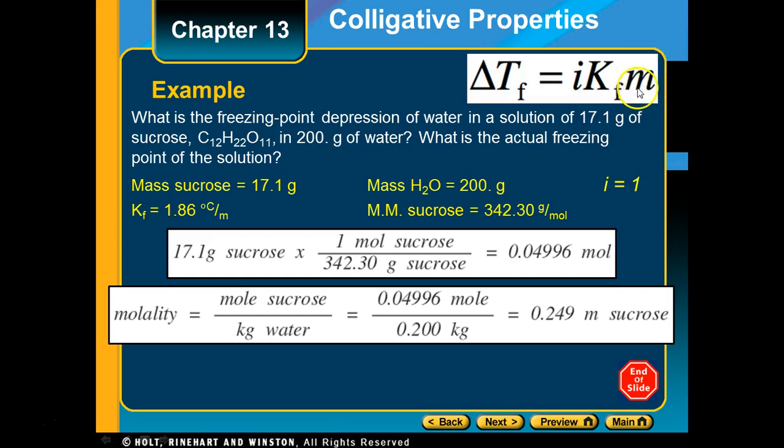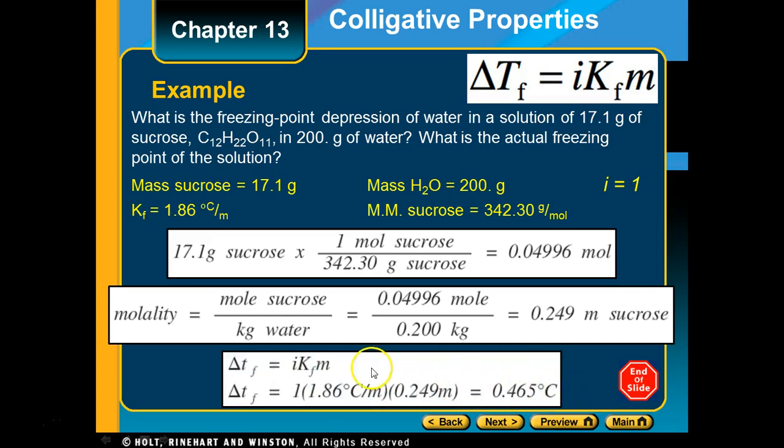Alright, so we have m, we have Kf, and we have i. We can plug it all in to find the delta Tf. So here we go. There's the Van't Hoff factor of 1, our Kf of 1.86, our molality of 0.249, and we see we get a change in the freezing point of 0.465 degrees Celsius.